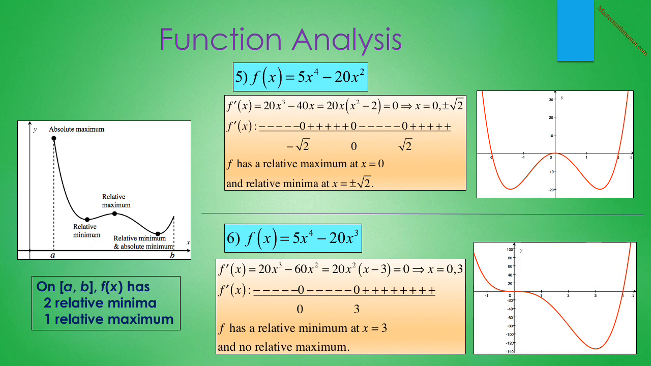Our graph confirms this. We see that there is a relative minimum at x equal to 3, and the y value is well below negative 100. Notice that at x equal to 0, the curve levels off. There is no relative minimum, there is no relative maximum.